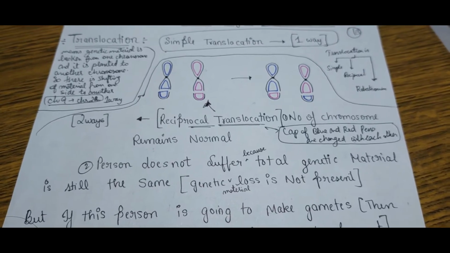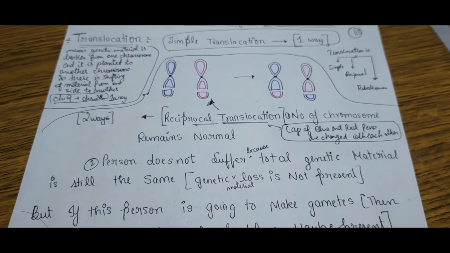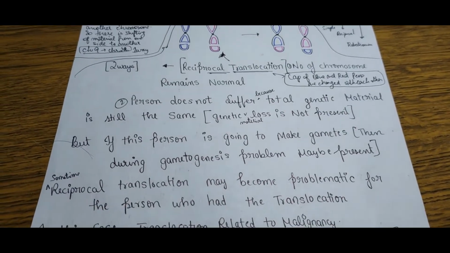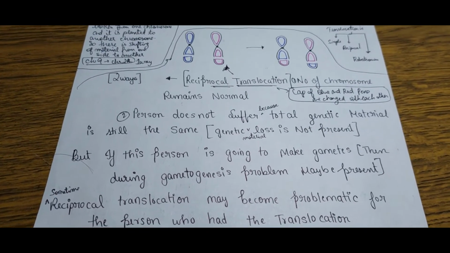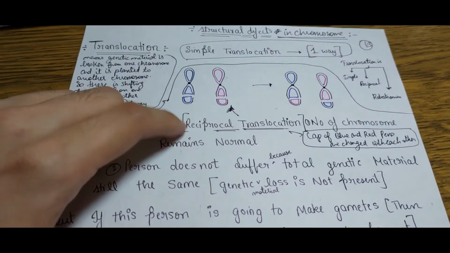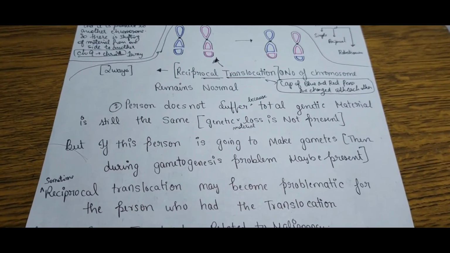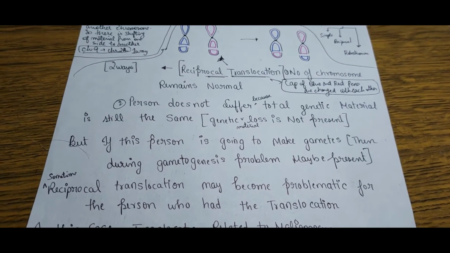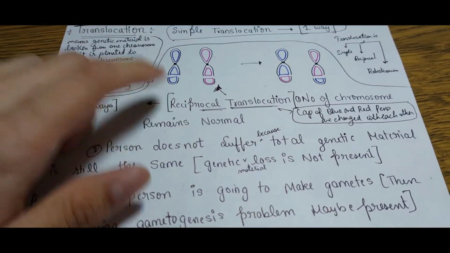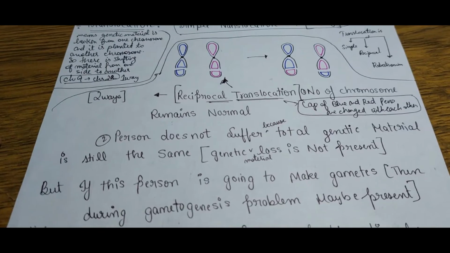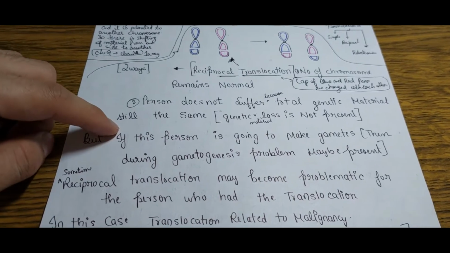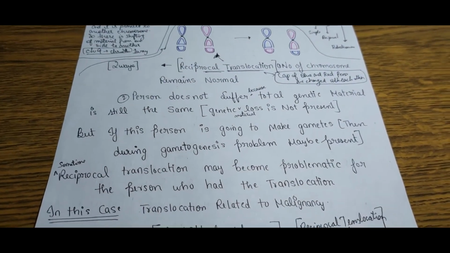The total number of chromosomes remains normal in reciprocal translocation. The person does not suffer because total genetic material is still the same, that is, no genetic material is lost, but this person is going to make gametes, and during gametogenesis the problem may be present. Sometimes reciprocal translocation might not cause any problem to the person who has it, but when he forms gametes there might be a problem. Or it can be that even when he forms gametes there is a problem, and even for the person the reciprocal translocation will cause problems.